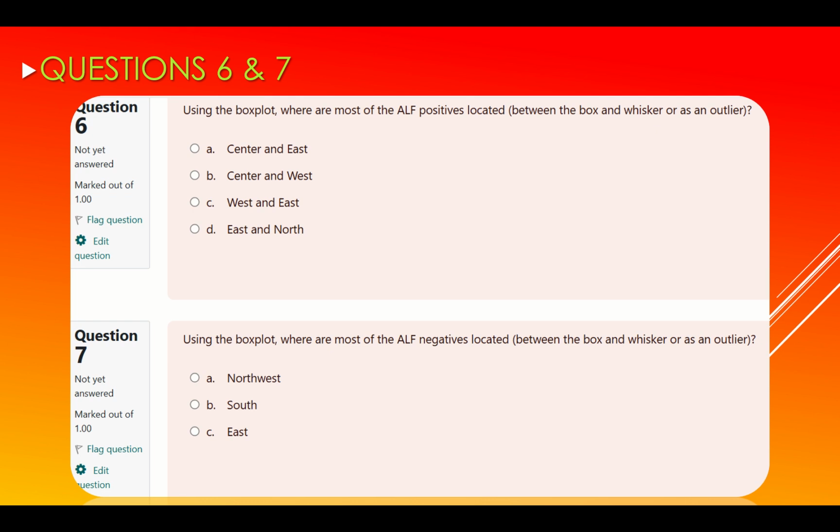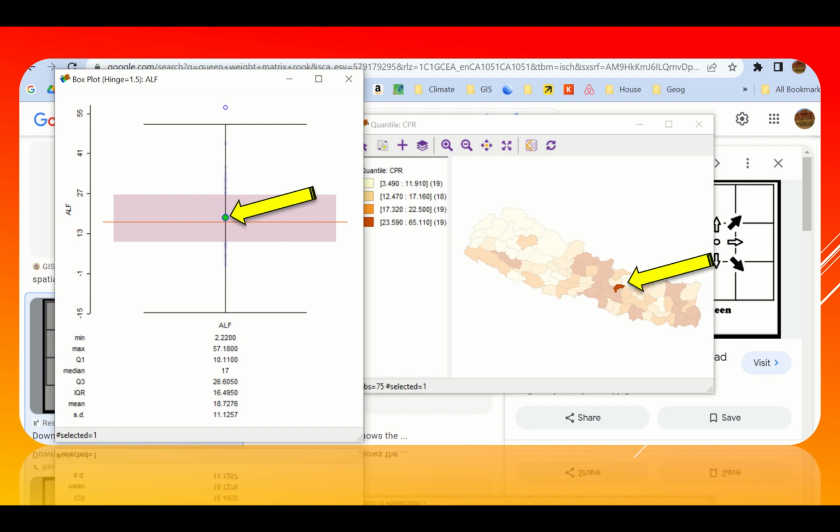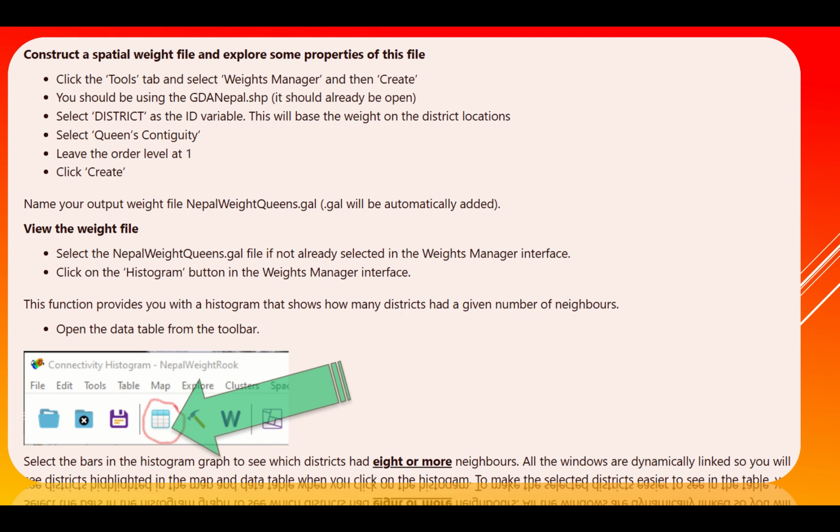Questions 6 and 7 deal with creating a box plot and analyzing a box plot. So you're going to be creating a box plot, right? And one key thing to know about the box plot is that as you scroll over top of the dots in your box plot, those will highlight the areas within the map itself. So that's a way of connecting the point on the box plot to where it is in the map itself.